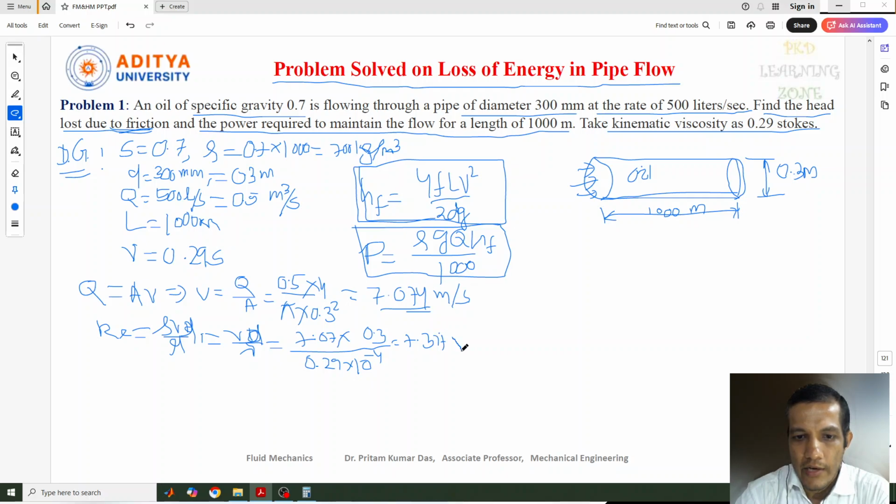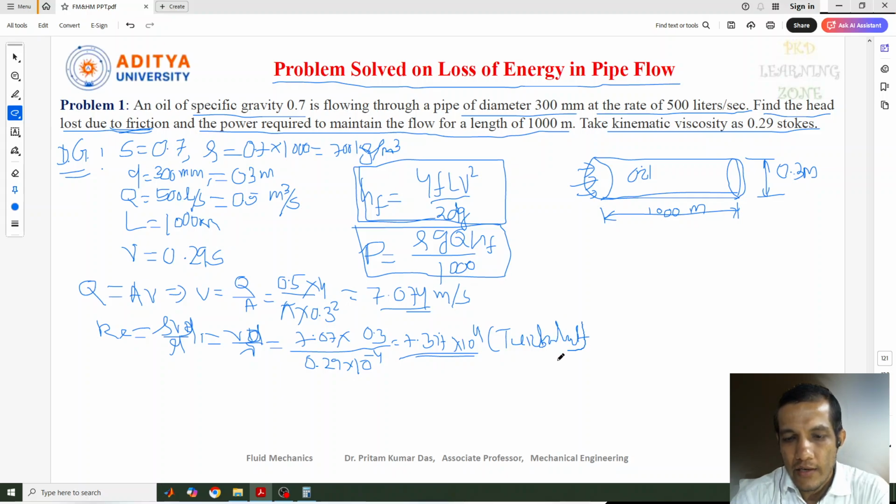7.317 into 10 to the power minus 4 is there in the denominator. You can take it to the numerator, so that will be 10 to the power 4. So this is the value of Reynolds number. Now from this Reynolds number, we can identify the flow. We can say the flow is turbulent.